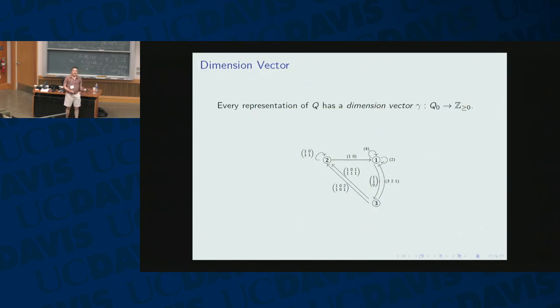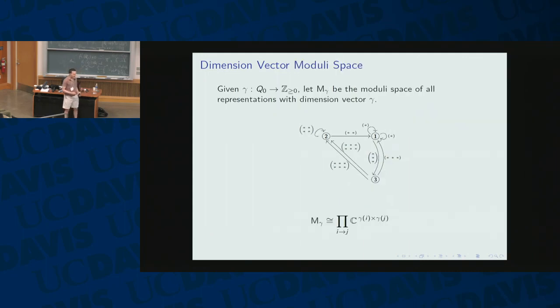So one piece of data you can associate to a representation is the dimension vector. It's just the function gamma on the vertices that maps each vertex to the dimension of the vector space at that vertex. So instead of C^2, I just see a 2 in this vertex. And you might think about fixing a dimension vector gamma, fixing some numbers in these circles, and looking at the moduli space of all possible representations with that dimension vector. That amounts to putting stars instead of numbers in your matrices. And this moduli space, which I'll call M gamma, is just a big affine space. It's C to the number of stars in this picture.